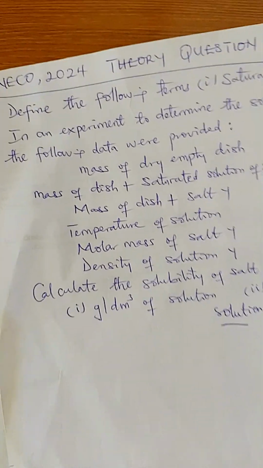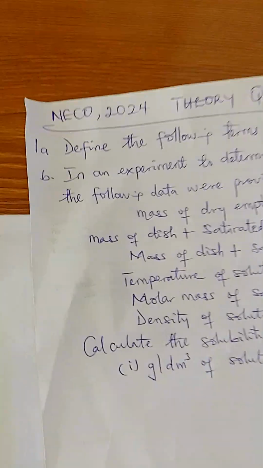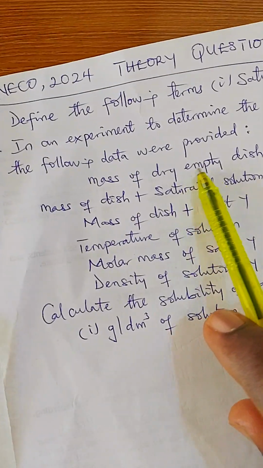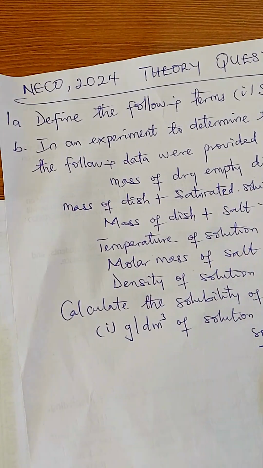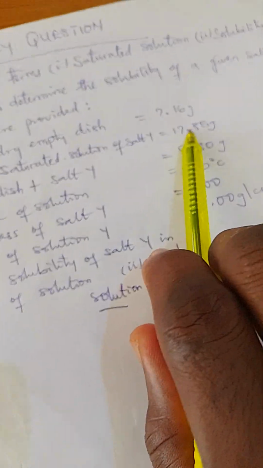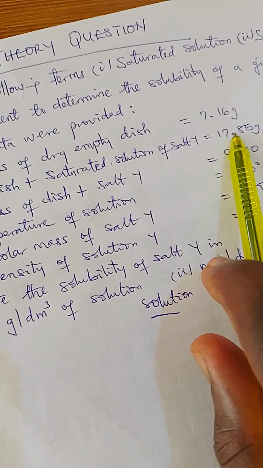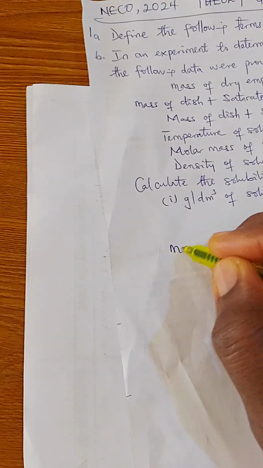The first thing, this is an experiment. You must understand the analysis. The analysis has been provided. From here you are given the mass of the empty dish, which I say is dry. Then the dish with solution in it. So the first thing you are going to do is to determine the mass of the solution itself. That's the first thing you will do.